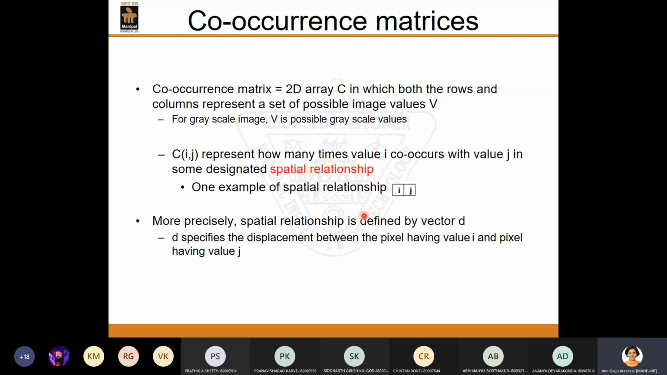For example, let's say I have a pattern Ij. Now this is done for different directions also. Now let's just take an example of this particular pattern, which is Ij, right?